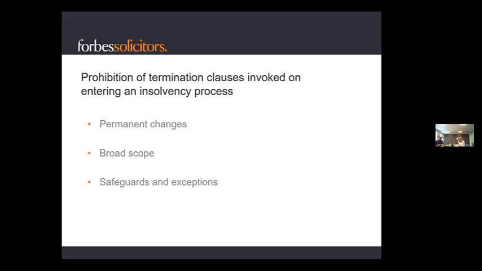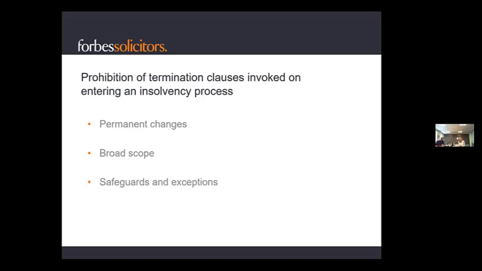The change relates to all contracts for goods and services, and upon a company entering into an insolvency process, it will suspend the supplier's right to terminate for a pre-existing right. So if there was something going on pre-insolvency or pre-insolvency event, then the supplier is no longer able to rely upon that condition.